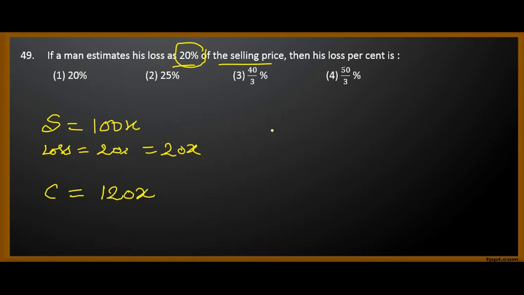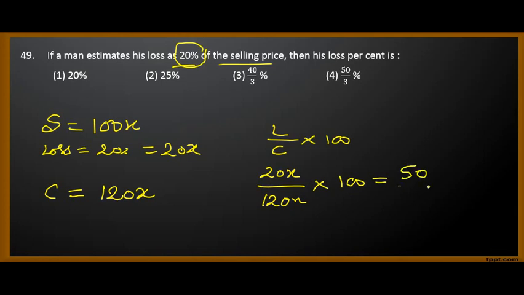Is that clear? Now, what is the actual loss percentage? Loss by cost price into 100. What is the loss? 20x. What is the cost price? 120x, into 100. On simplification, you will get 50 by 3%. So the answer is option 4.